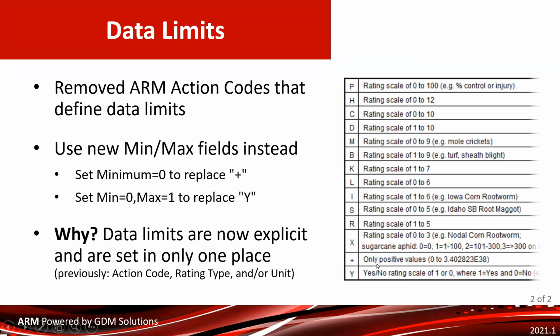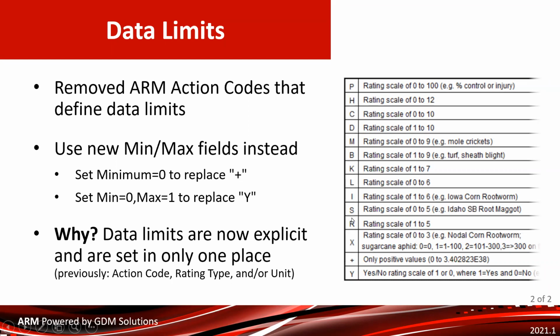So here's the list of action codes that we removed from the list, because these used to define a min-max. And so now each one of these instead, for example, the P would ensure that the values had to be between 0 and 100. So now instead of using the action code P, ARM will just put a 0 in for the minimum and 100 for the maximum. Same functionality, just more clear and obvious how that's happening.